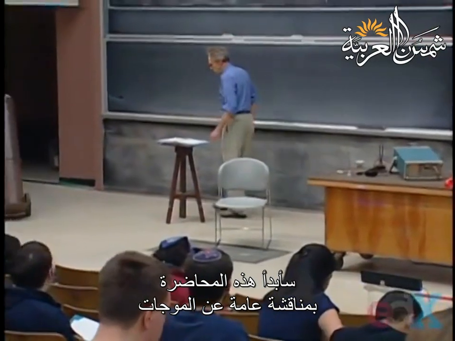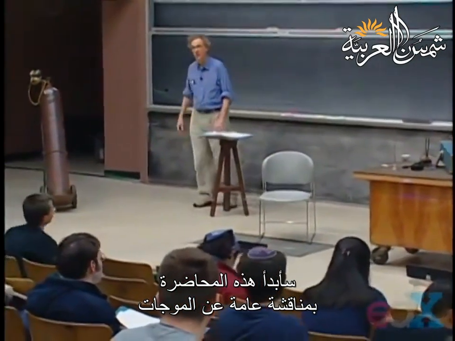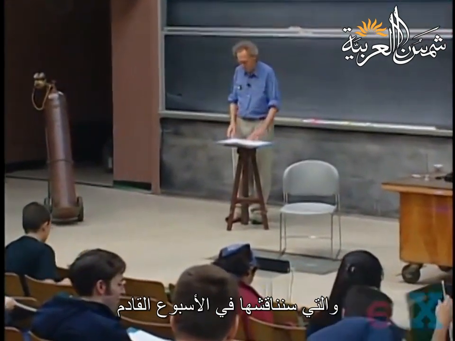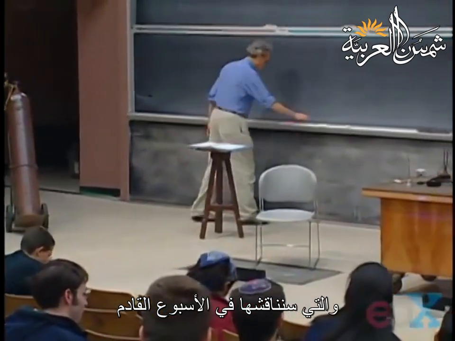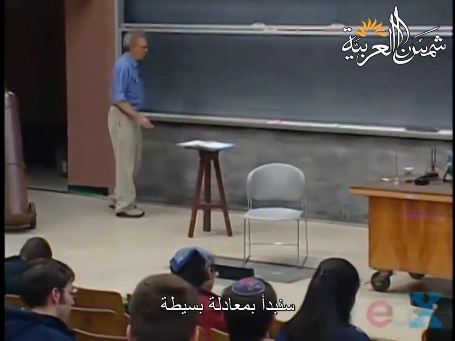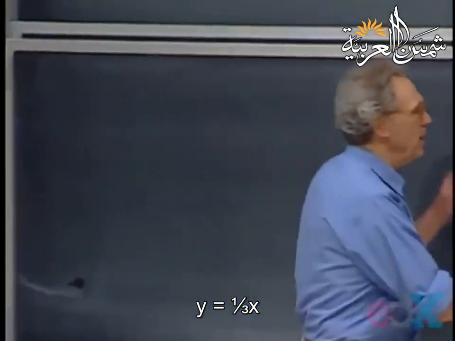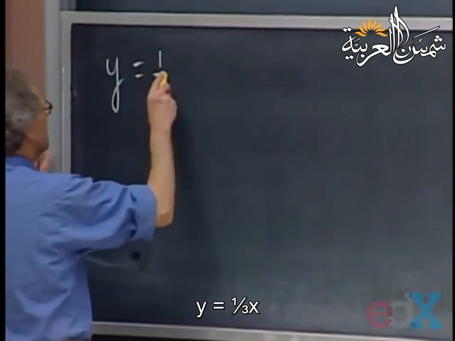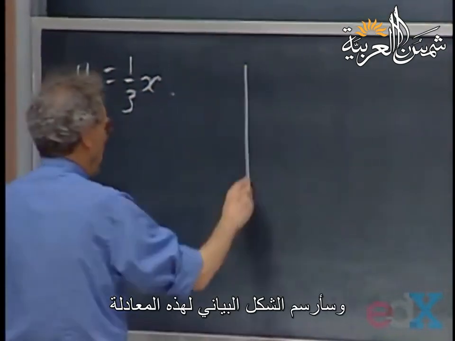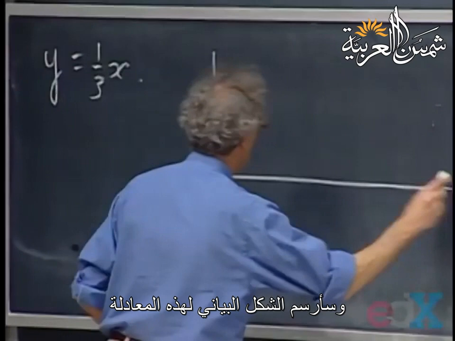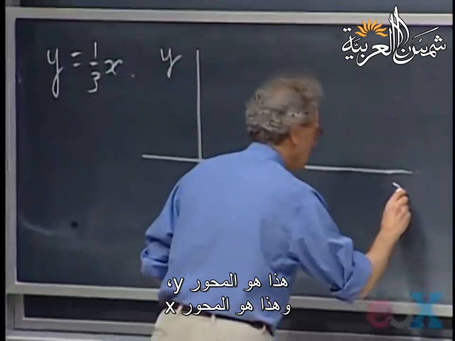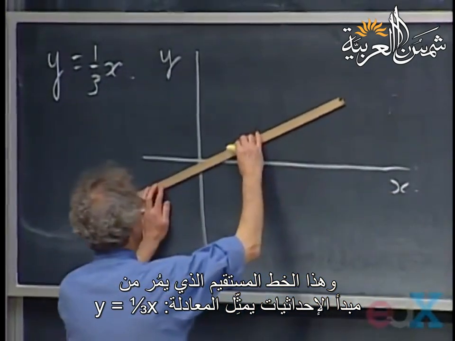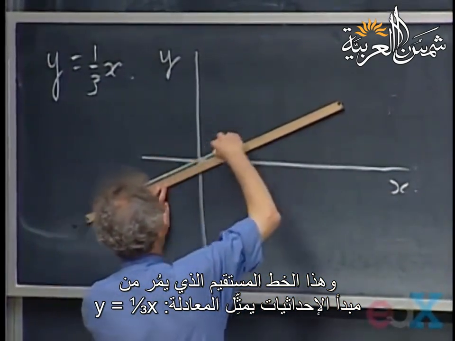So today, I will start with a general discussion on waves as an introduction to electromagnetic waves, which we will discuss next week. We'll start with a very down-to-earth equation, y equals 1/3 x. And I'm going to plot that for you. So here is y, and here is x, and that's a straight line through the origin. Y equals 1/3 x.